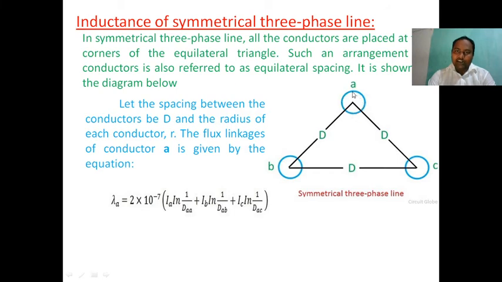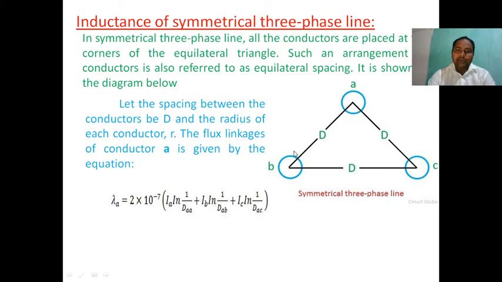That reference conductor having self GMD is nothing but R dash. So conductor A is taken as reference: 2 into 10 power minus 7 Ia log 1 by DAA. For conductor B, we write 2 into 10 power minus 7 IB log 1 by DAB. Why do we write IB log 1 by DAB? IB is the current carrying conductor B.